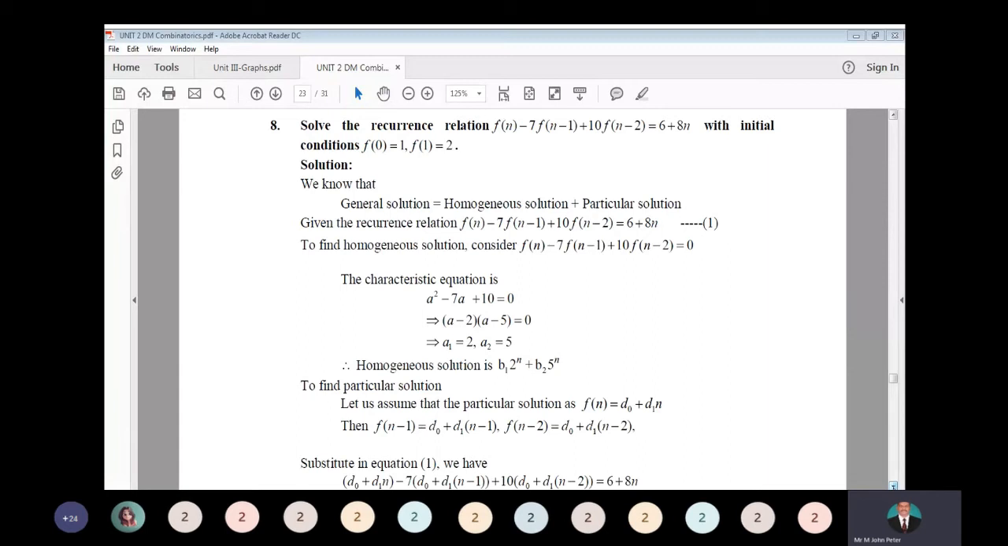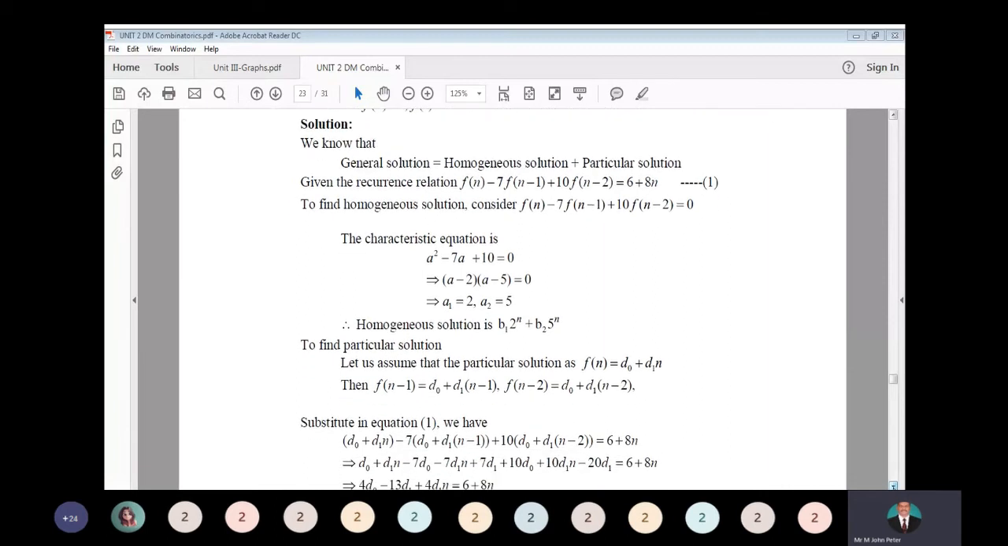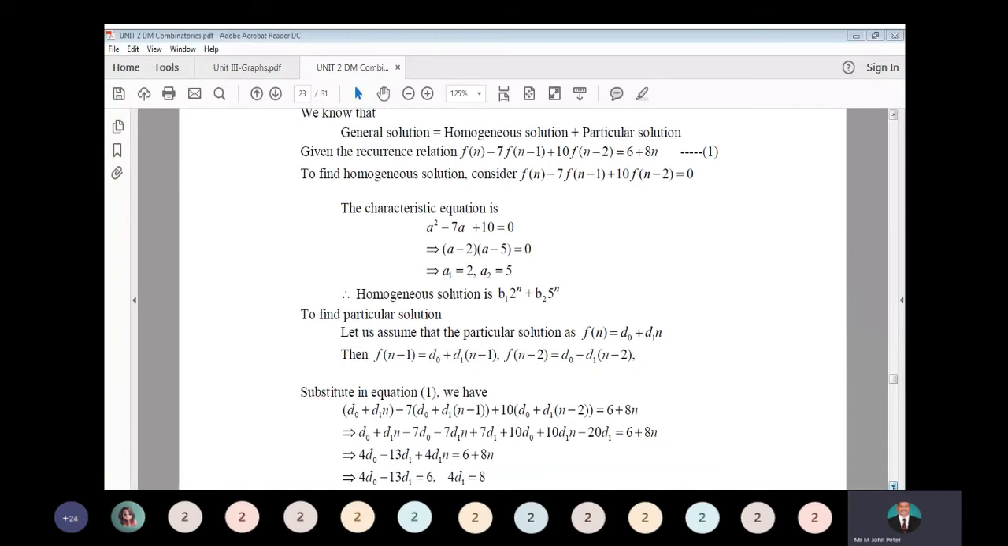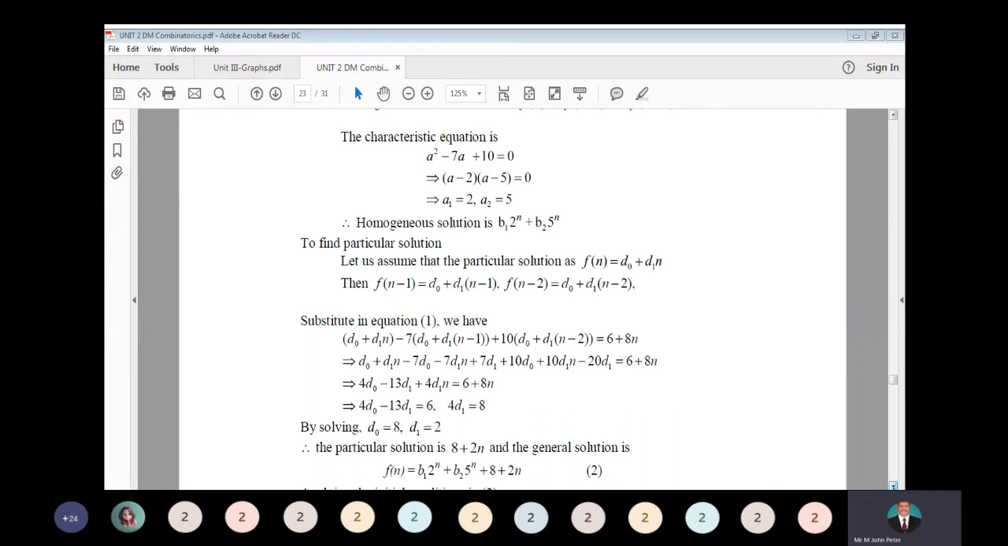Okay, so both same. Whatever is given in the note as k, we consider for k. So assume the solution d0 plus d1 n. So f of n minus 1 is equal to d0 plus d1 into n minus 1. f of n minus 2 is equal to d0 plus d1 into n minus 2. So these are replaced in the equation.